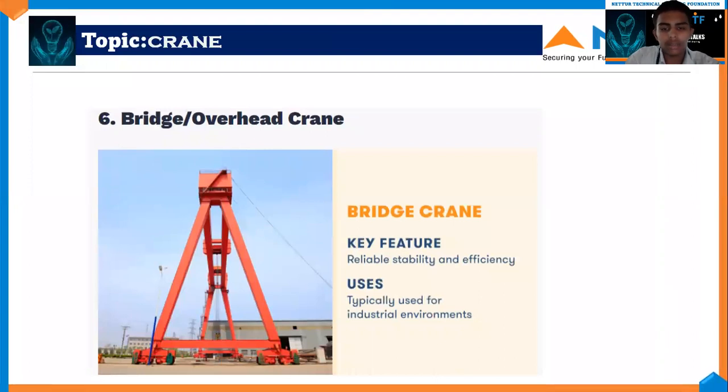Bridge overhead crane. Bridge crane. Key feature is reliability, stability and efficiency. Typically used for industrial movement. It can move horizontally.